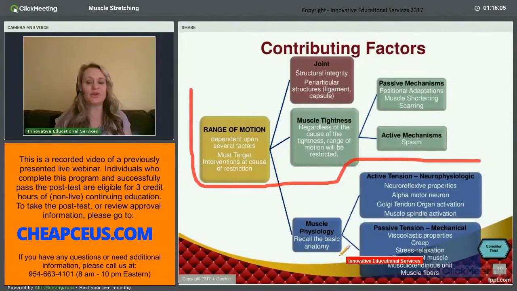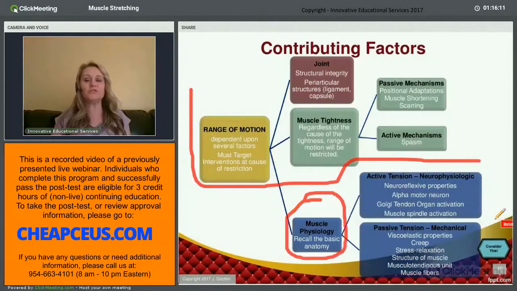When we take this a step deeper into the physiology, looking down here at the bottom half of our chart, we're going to recall that basic anatomy of the muscle and try to consider, well, what happens when that muscle is tight? What factors are contributing to that tightness? And we have active and passive tension in our muscles. Our active tension is going to relate to more of a neurophysiologic aspect. You're looking at our alpha motor neurons, our Golgi tendon organs, our muscle spindle, those things that are not under voluntary control, more of our reflex mechanisms.